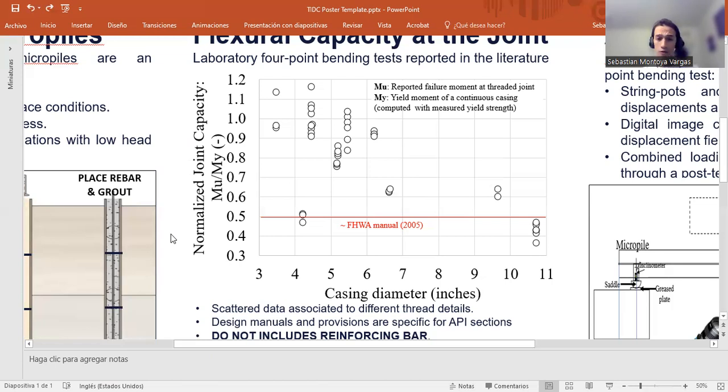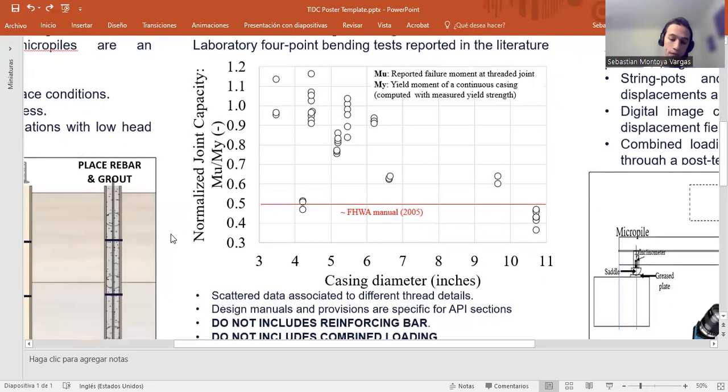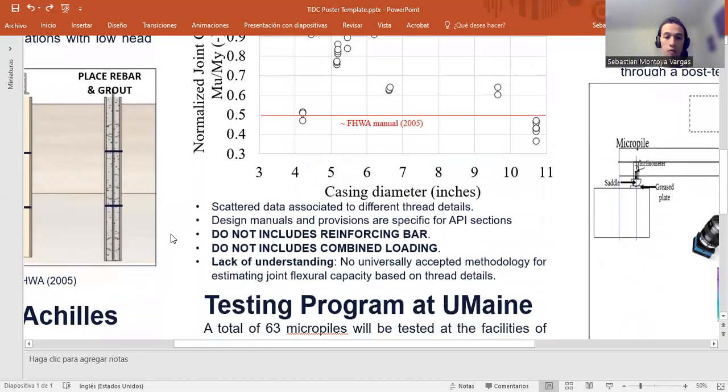While we observed that most of the specimens we found in the literature have ratios well above 0.5, very few of them are below that, which means we need a more accurate way to predict that capacity at the joint, especially considering the thread details, which is not available at the moment.